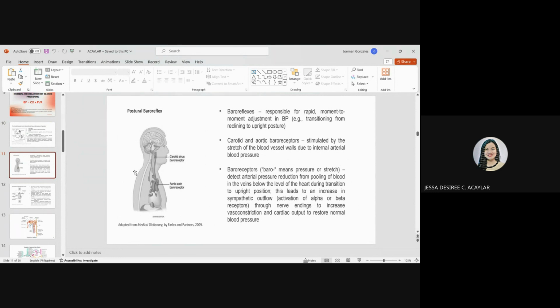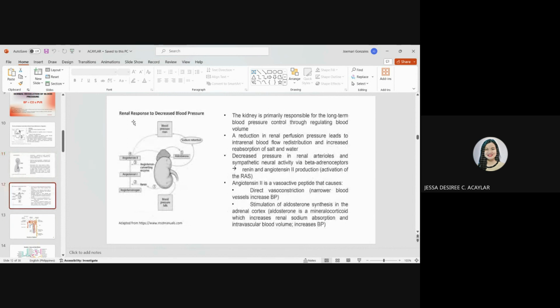They are stimulated by the stretch of the blood vessel walls due to the internal arterial blood pressure. Baroreceptors, baro means pressure or stretch. It can detect arterial pressure reduction from pooling of blood in the veins below the level of the heart during transition to upright position. This leads to an increase in the sympathetic outflow. Na-activate po yung alpha or yung mga beta receptors through nerve endings to increase the vasoconstriction and cardiac output to restore normal blood pressure.